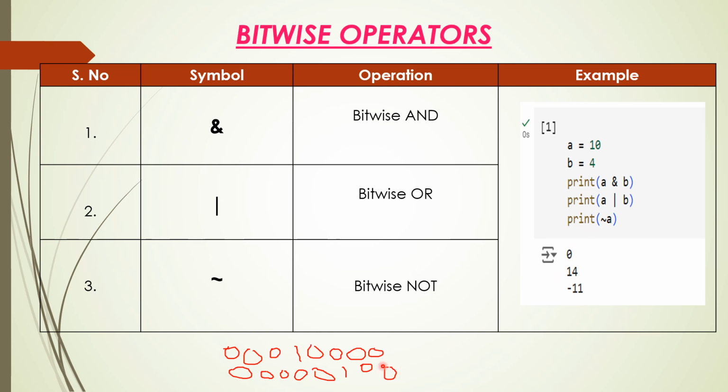So for the AND operation it is 0, that is why we got 0 for the first one. Whereas for OR, it is 0 0 1 0 1, so it becomes 0 1 and 4, so it becomes 14. That is why we got 14 here.